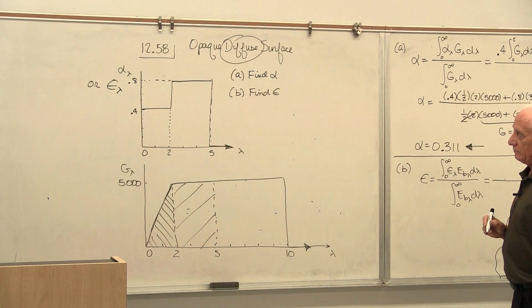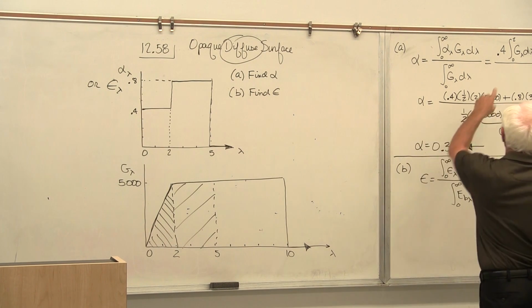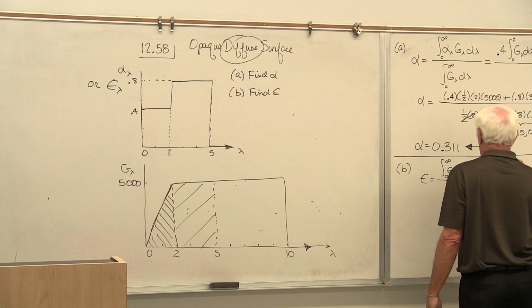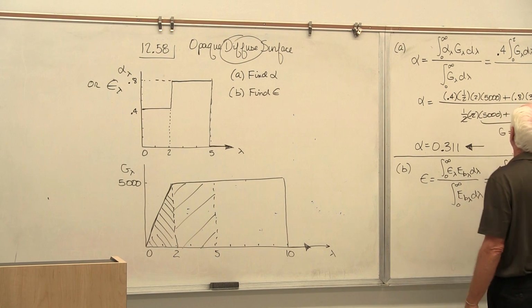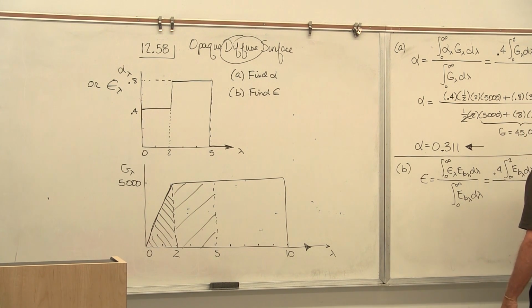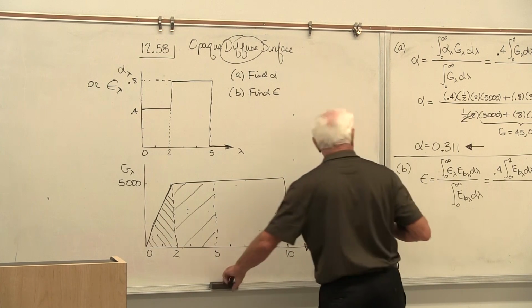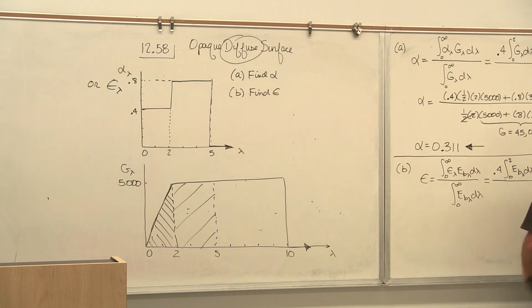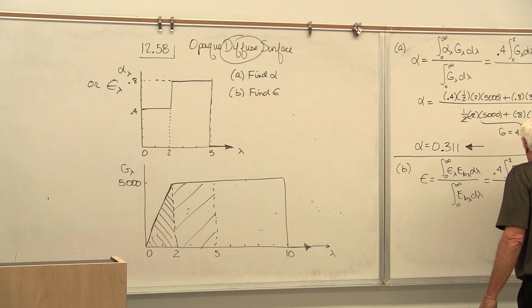Limits of integration, the same thing: 0.4 integral 0 to 2 E_b lambda d lambda, plus 0.8 integral 2 to 5, sorry, not to 10, 2 to 5, E_b lambda d lambda, divided by the integral 0 to infinity of E_b lambda d lambda.